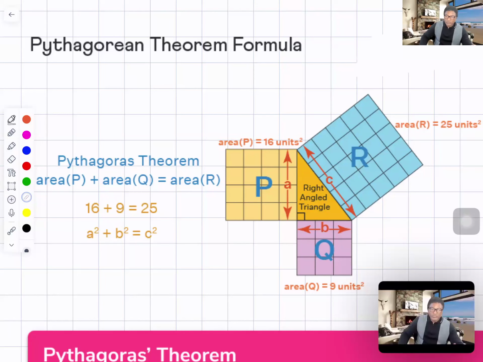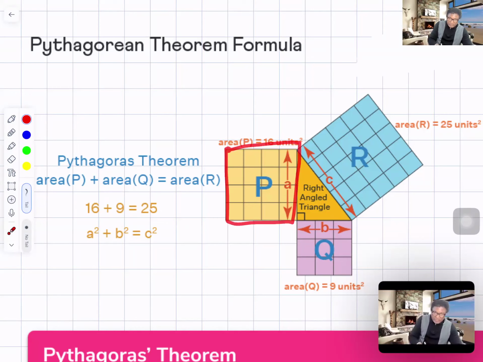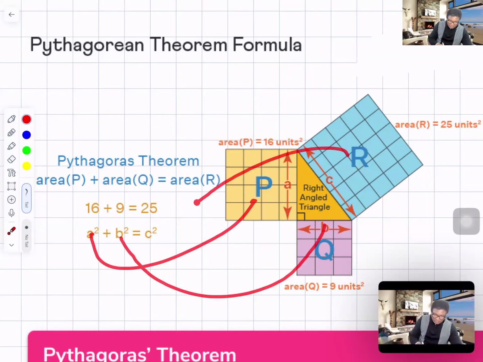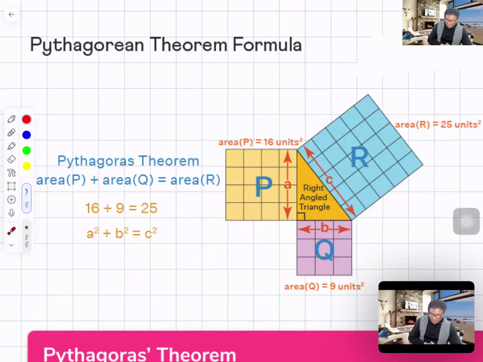So the first thing I'd like you to know about is the Pythagoras' theorem. And all you need to remember is those three squares. The area of this square A plus the area of this square B is equal to the area of that square. And the way we write it is A squared plus B squared is equal to C squared. So that is how to think about it.